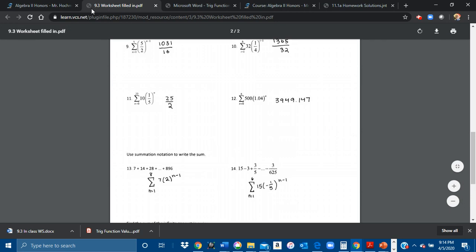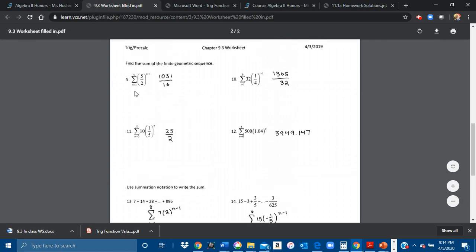We're just going to plug these into our calculator and do it the easy way. You might want to practice these though to make sure you can come up with these answers. But plug it in and come up with 1031 over 16.